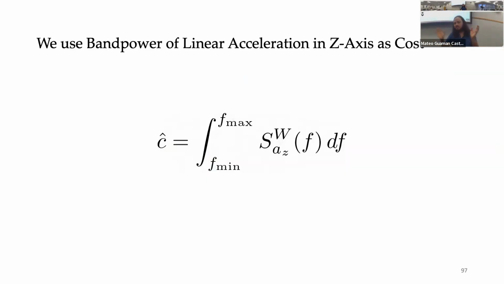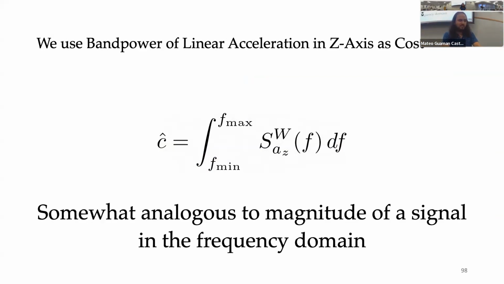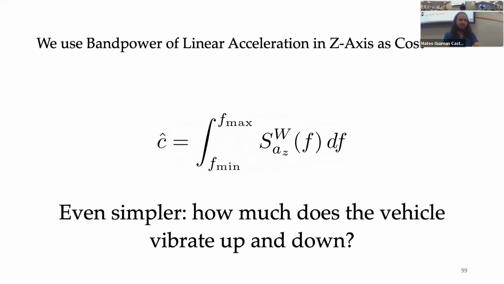So this section is going to be a bit mathy, but I'm going to try to decompose it a little bit. The actual score that we use is the band power of linear acceleration in the z-axis as our ground truth cost. This is somewhat analogous to the magnitude of a signal, except it's in the frequency domain. To make it even simpler, it's just how much a vehicle vibrates up and down. So it's a score of that.